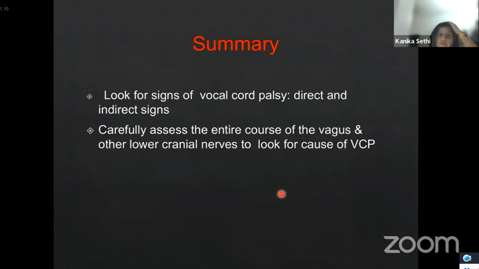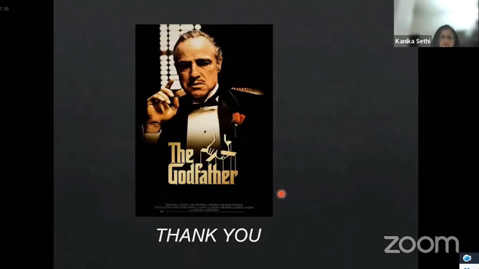So I'd like to conclude: look for the signs of vocal cord palsy. There are some direct and some indirect signs. Carefully assess the entire course of the vagus and its branches to look for the cause of vocal cord palsy. Thank you.